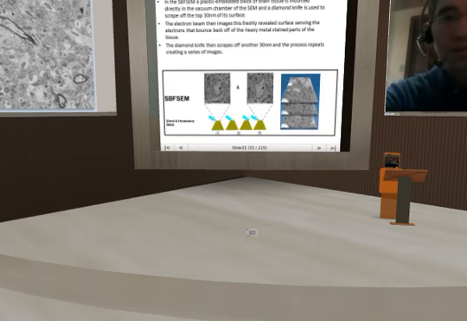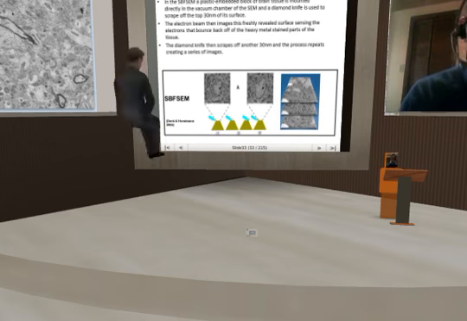In the serial block face method, a plastic embedded block of brain tissue is mounted directly in the vacuum chamber of the SEM, and a diamond knife is used to scrape the top 30 nanometers off of its surface. The electron beam then images this freshly revealed surface, sensing the electrons that bounce back off the heavy metal stained parts of the tissue. The diamond knife then scrapes off another 30 nanometers, and the process repeats itself, creating a series of images.